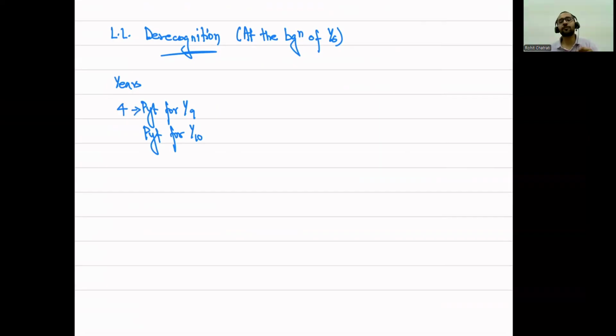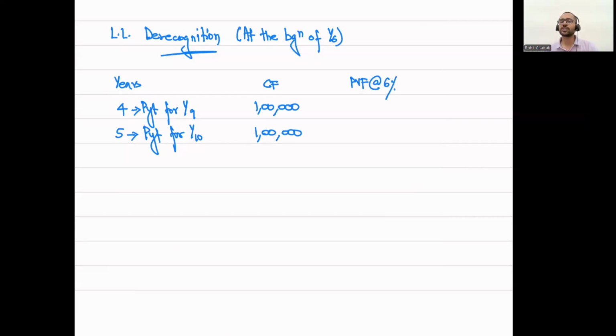I'm standing at the beginning of year 6, or end of year 5. So year 9 is 4 years away from today, and year 10 is 5 years away from today. The cash flow that I no longer have to pay is 1 lakh for year 9 and 1 lakh for year 10, and I take the present value factor at the original rate of 6 percent.